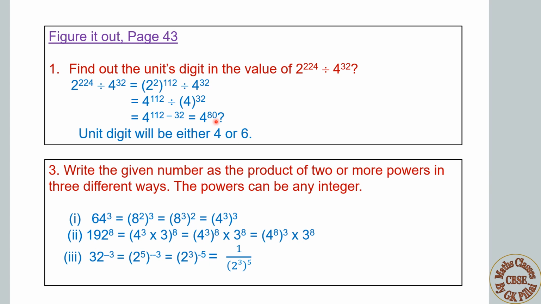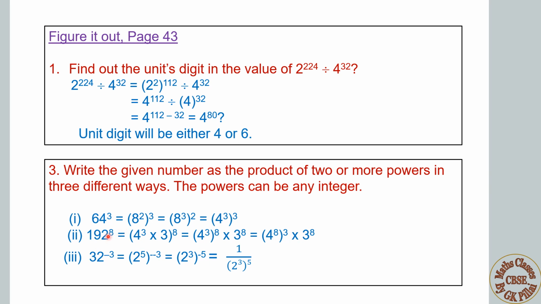The value of that particular number will be ending with the digit 4 or 6. So the unit digit of this one will be 4 or 6. The next one: write the given number as the product of 2 or more powers in 3 different ways. The powers can be any integer.